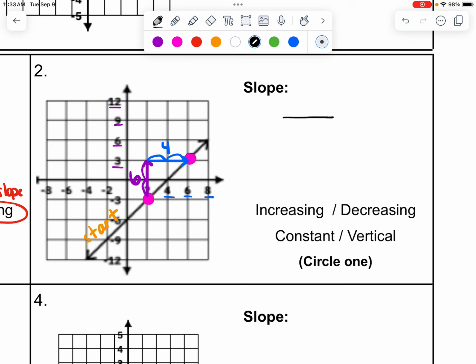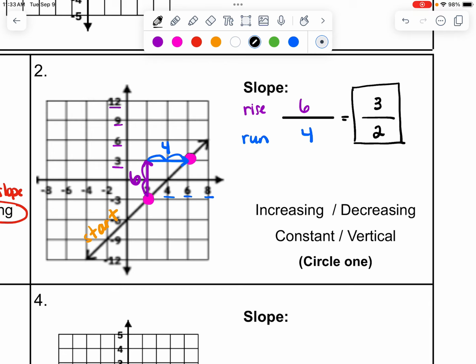Now I'm going to make my slope fraction. The rise goes on the top, which is going to be the 6, and the run goes on the bottom, which is going to be the 4. If I type that into my calculator, I get the simplified fraction 3/2. And that is my final answer.